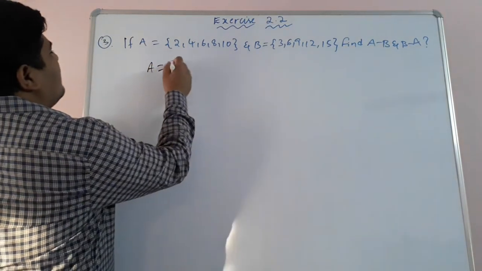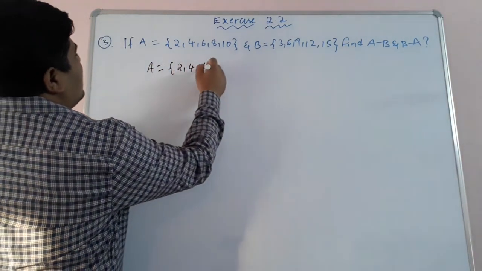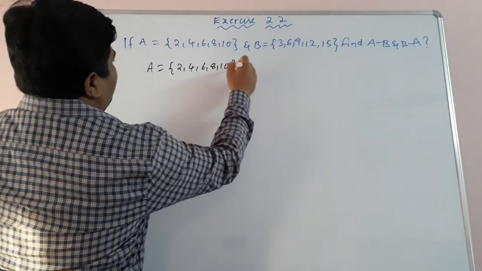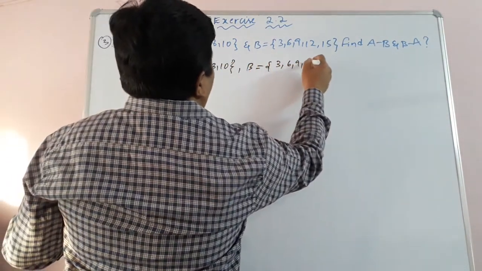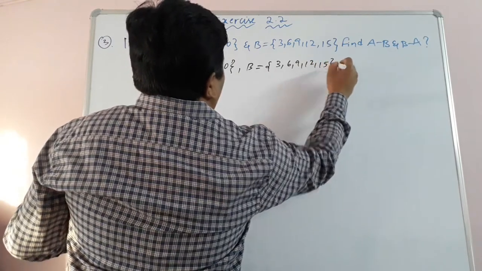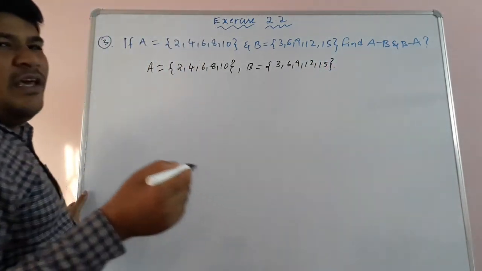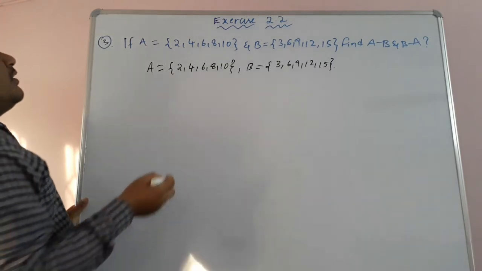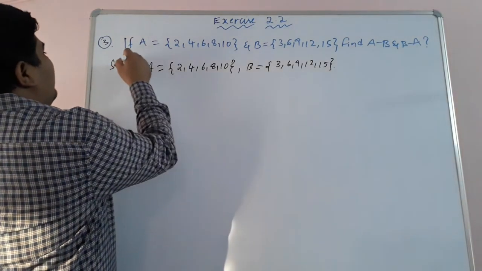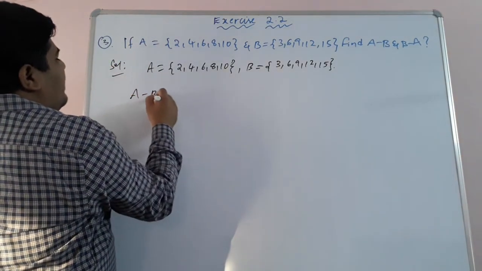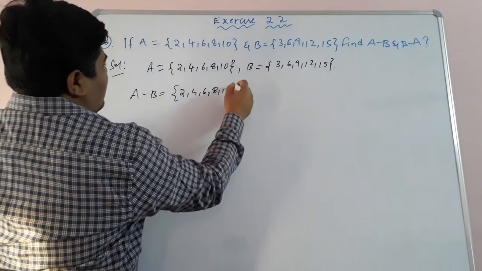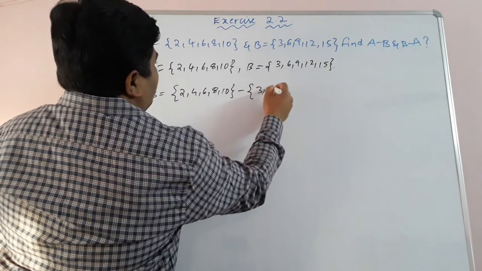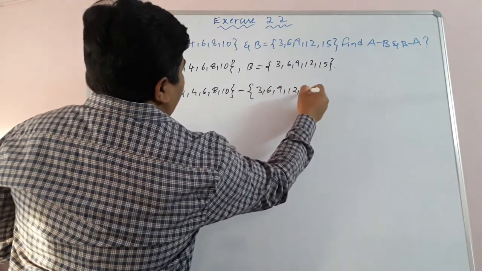Set A is equal to 2, 4, 6, 8, 10 and B is equal to, what children? 3, 6, 9, 12, 15. They are asking us to find A minus B and B minus A. First we will find A minus B. Set A minus set B is {2, 4, 6, 8, 10} minus {3, 6, 9, 12, 15}.